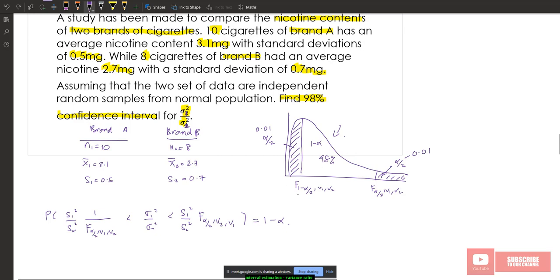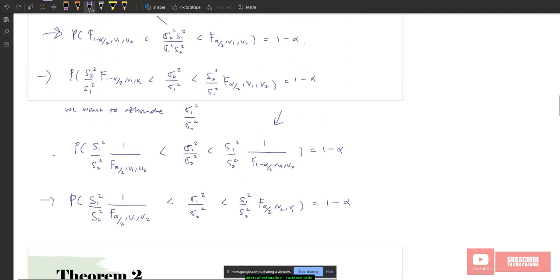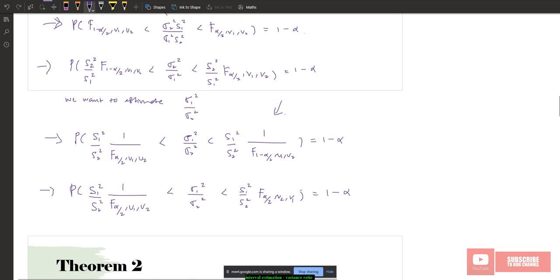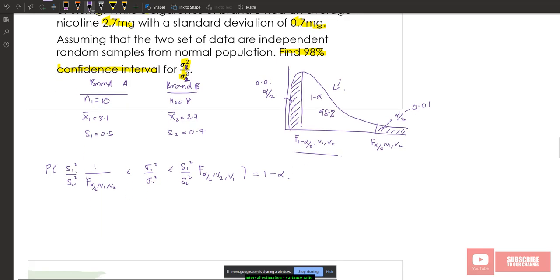This is the formula. So you can use this one, or you can use alpha divided by 2, V2 and V1 degrees of freedom, right? Because in the statistical table I don't think we have 1 minus alpha divided by 2. We should have alpha divided by 2 only, right? So that's why you need to use this formula to solve our problem.